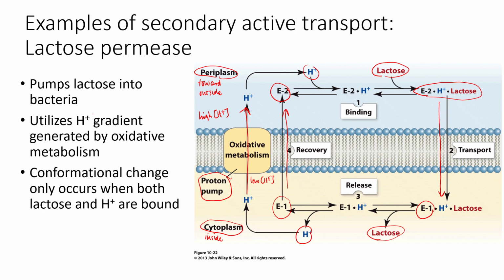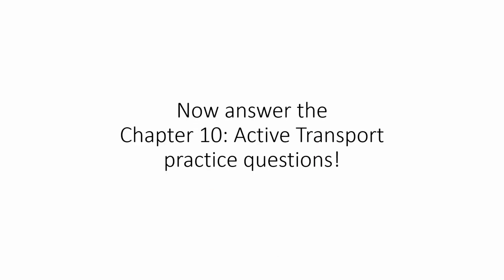And while this recovery is happening, we also have the proton pump working hard to maintain that proton gradient. So we dumped all these protons inside the cell, or one proton for each cycle inside the cell as we move the lactose in. That proton pump can help reestablish that proton gradient by pushing the protons back out of the cell. So with that, now we've covered a number of different types of active transport, and you're ready to answer the Chapter 10 active transport practice questions.